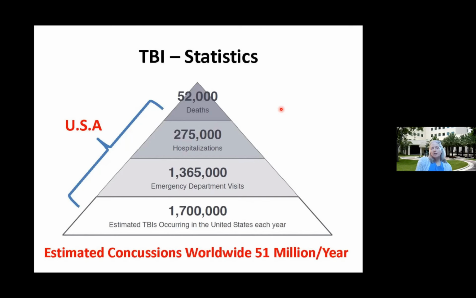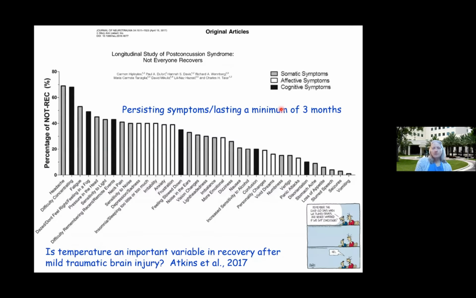The issue with concussion is that you can have persisting symptoms, and a variety of these symptoms are listed in this review paper. They can be acute, they can last a minimum of 3 months, they can last a while. So we wanted to ask the question in the lab: is temperature an important variable in recovery after mild traumatic brain injury?